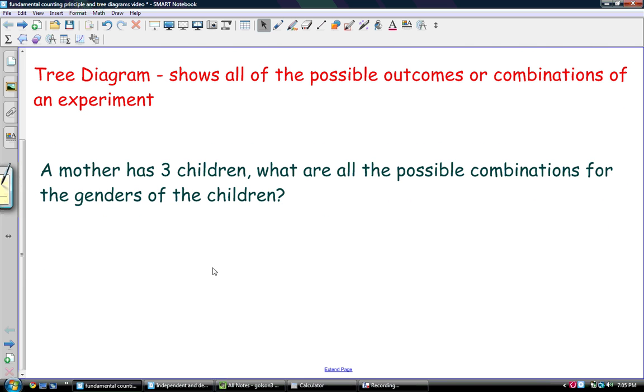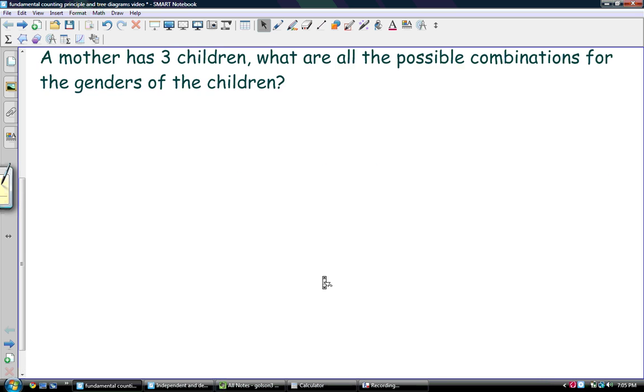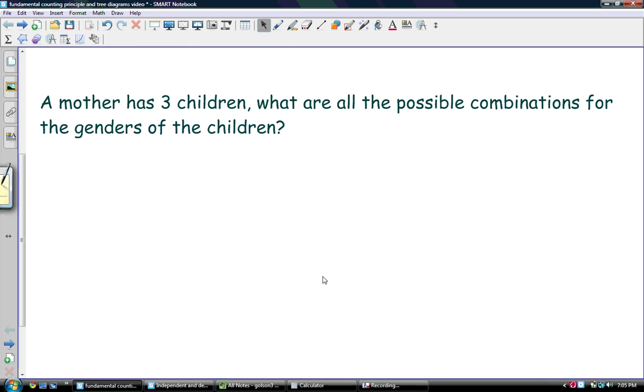Let's say a mother has 3 children. We want to know what are all the possible combinations for the genders of the children. So we can figure this out by making what we call a tree diagram. It's called a tree diagram because we make branches out of it. When you have a child, obviously there are 2 possibilities for the gender. The baby could be male or female. So we start with 2 branches and we label them with M for male and F for female. This represents the choices of what could happen for the first child.